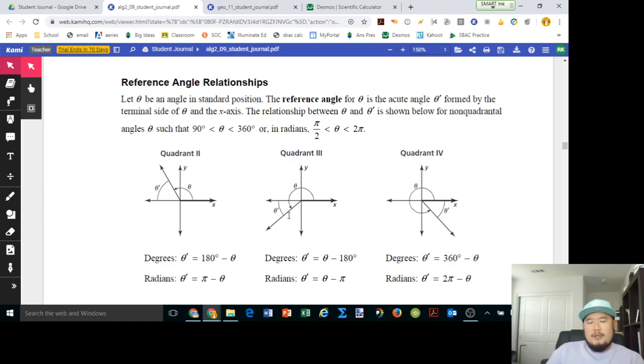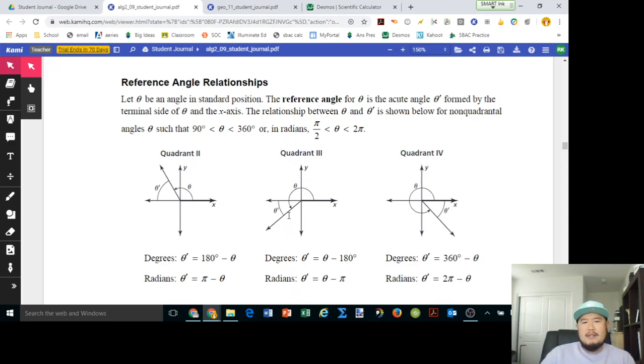All right, so it says let theta be an angle in standard position. And then the reference angle for theta is the acute angle theta prime formed by the terminal side of theta and the x-axis. Okay. Now, when we talked about the quadrantal angle, remember that's everything between 0 and 90. So whatever happens to be in that first quadrant, that is your actual angle. That will be the reference angle there.